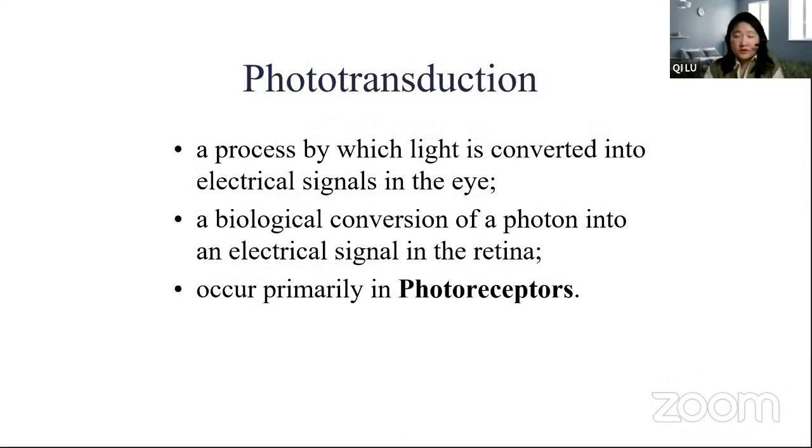In this lecture, now we are going to move on to the phototransduction. Phototransduction is a process by which light is converted into an electrical signal in the eye. It's a biological conversion of a photon into an electrical signal in the retina. It occurs primarily in the photoreceptor.